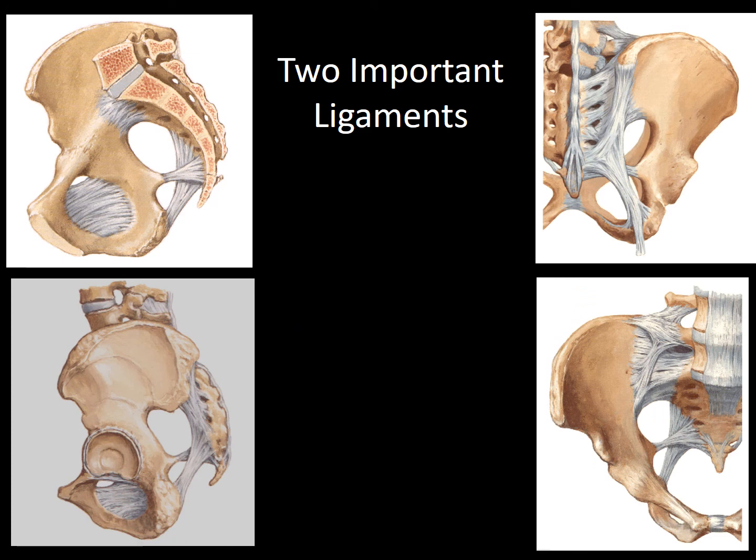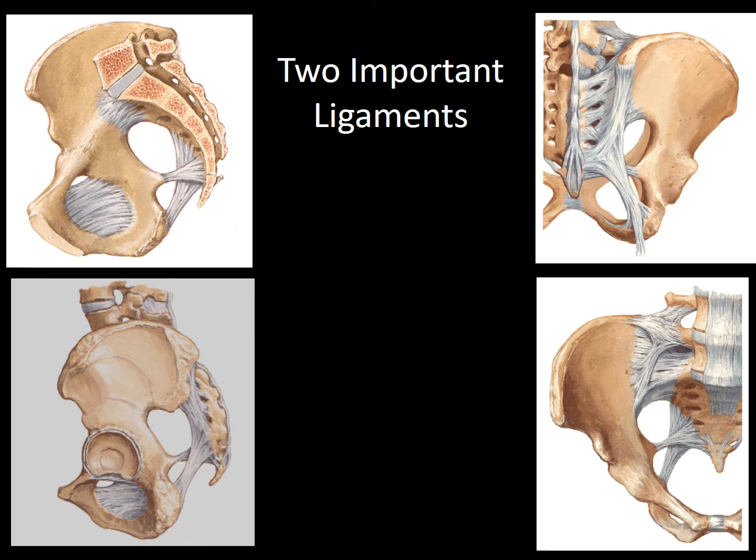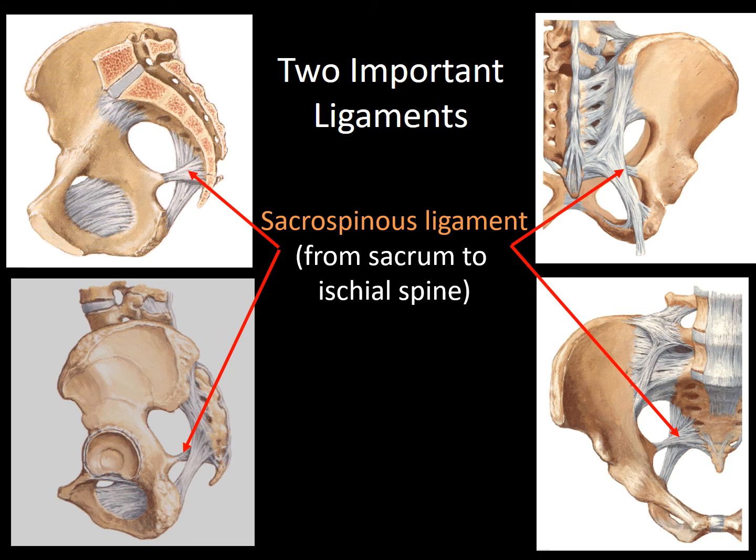A few important soft tissue ligaments. The sacrotuberous ligament runs from your sacrum to your ischial tuberosity. So this is another important structure that runs to your ischial tuberosity. And your sacrospinous ligament runs from your sacrum to that ischial spine.